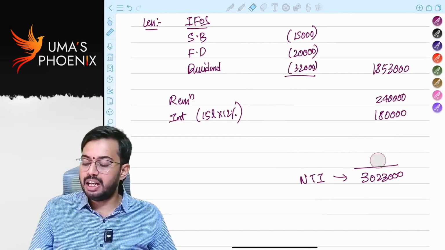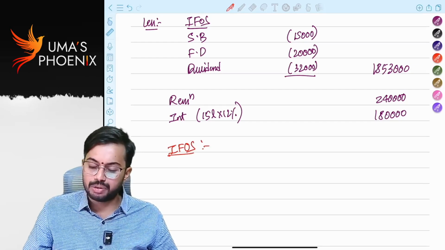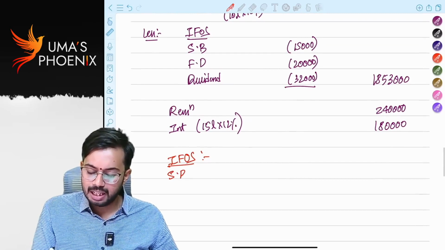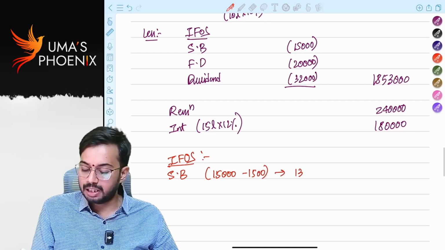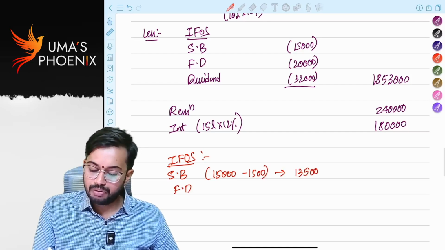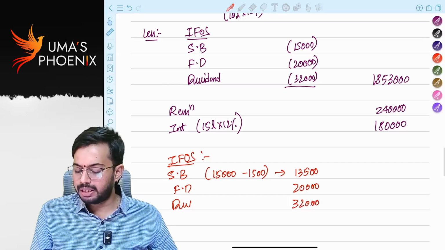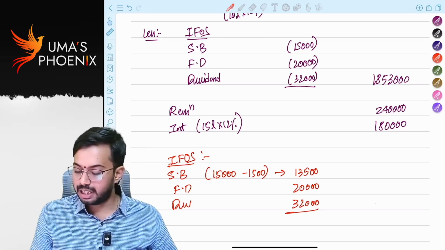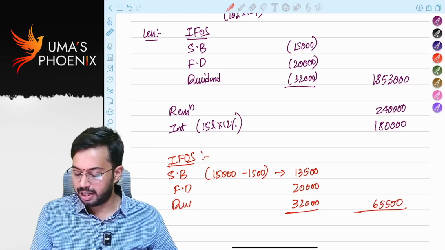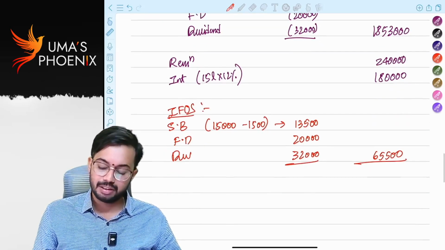Okay, the mistake we made is we considered only PGBP income. We need to consider income from other sources. How much is income from other sources? Savings bank 15,000 minus 1,500. How much? 13,500. FD 20,000. Dividend 32,000. So how much is income from other sources? 32,000 plus 20,000 plus 13,500. 65,500. So 65,500 plus 1,80,000 plus 2,40,000 plus 18,53,000 plus 7,50,000.